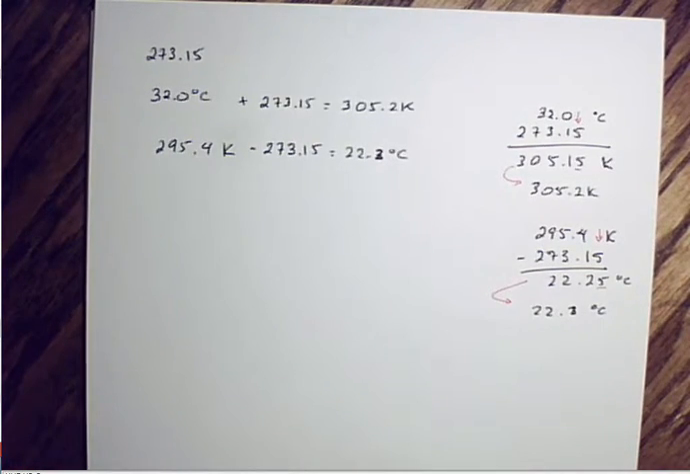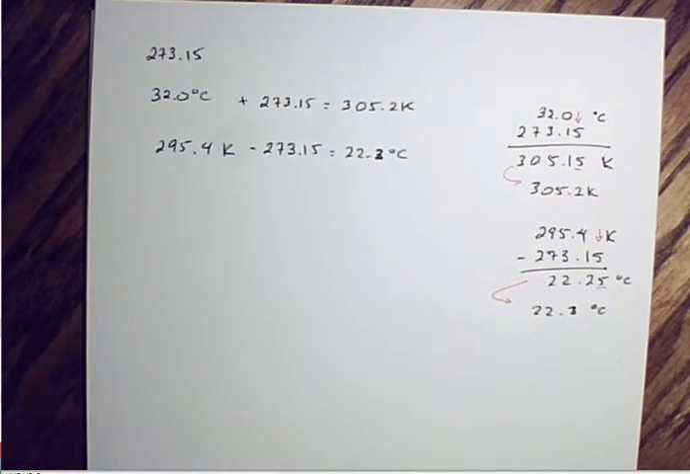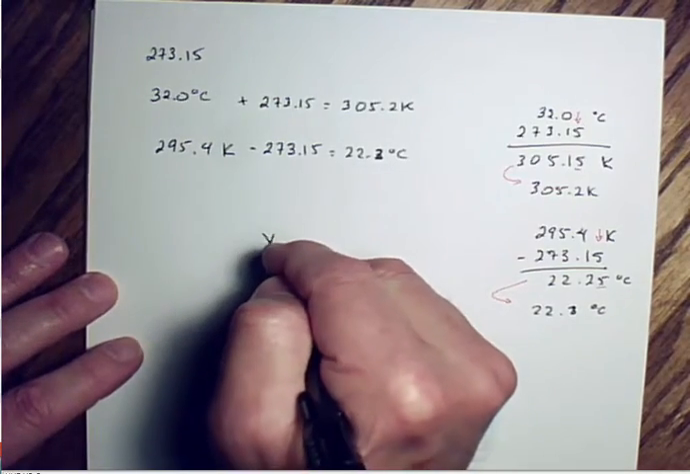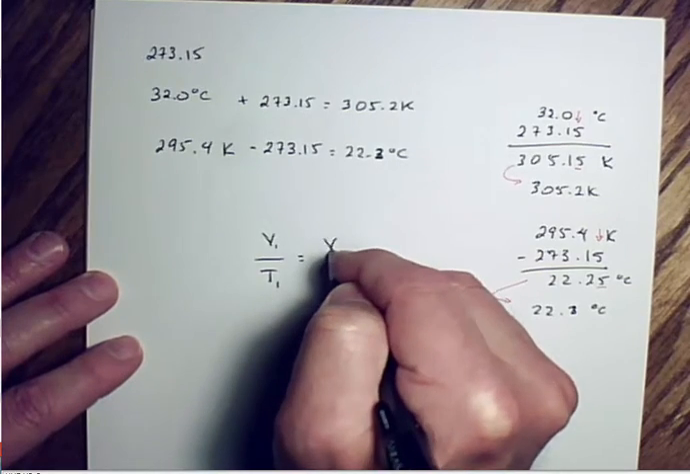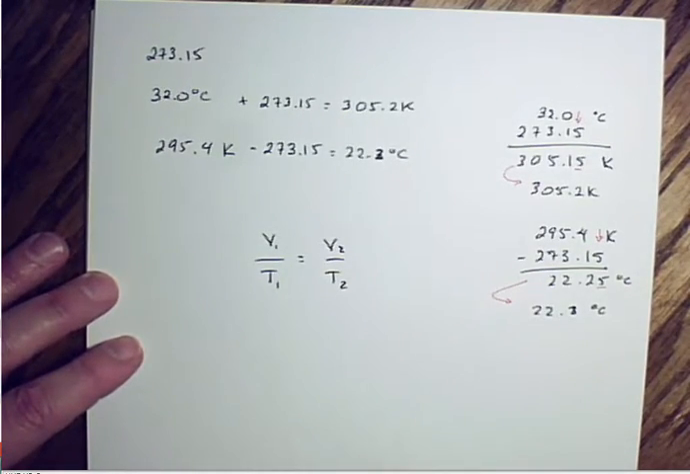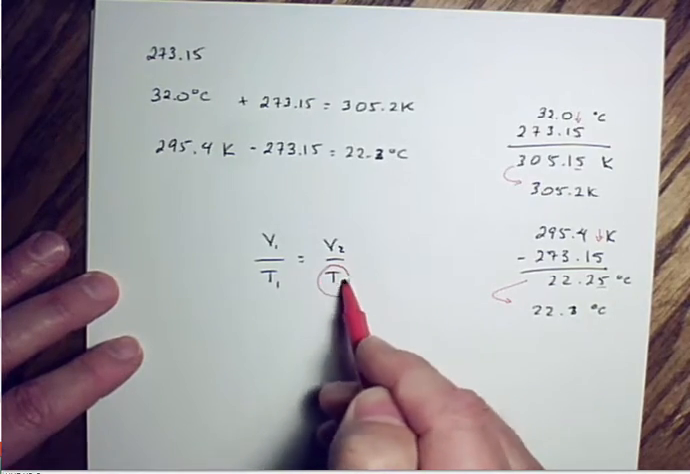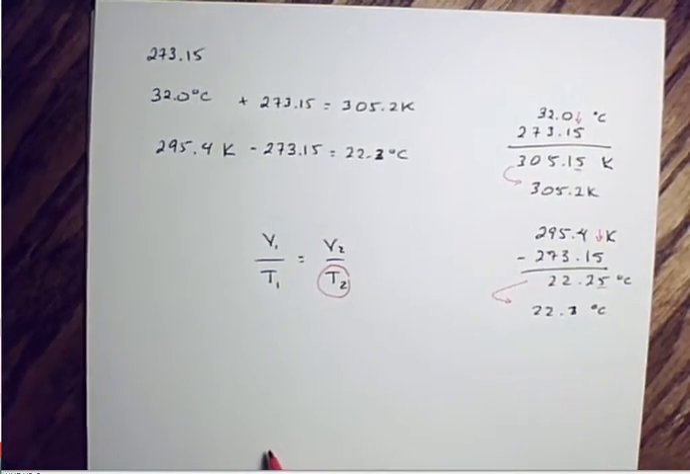All right, the other thing that will trip you up if you're not careful about Charles' law is that you can't solve directly for temperature. If I have volume 1 over temperature 1 equals volume 2 over temperature 2, and my unknown is temperature 2, I've got to get temperature on the top of the fraction to solve for it. Just flip them around.